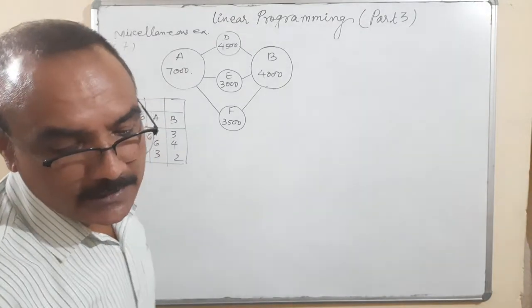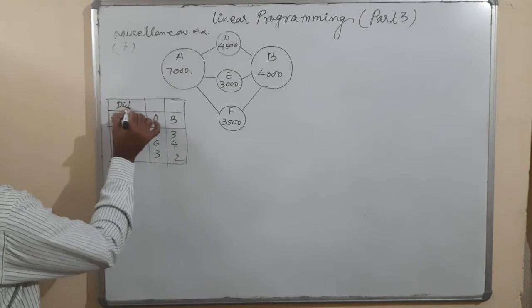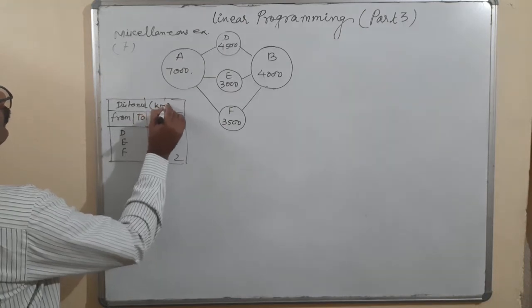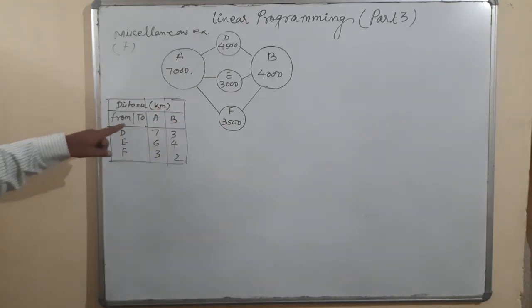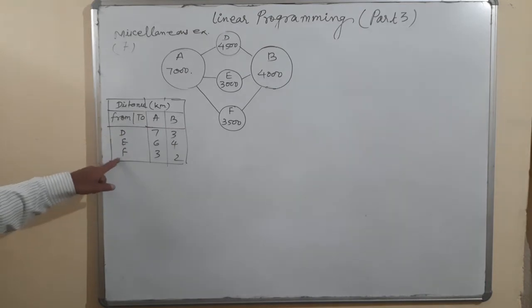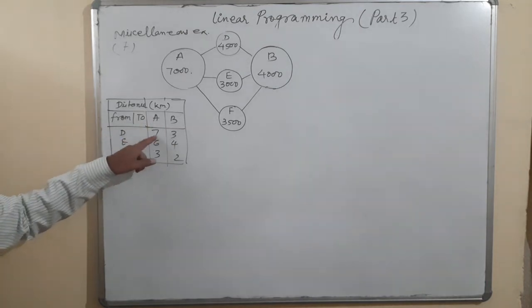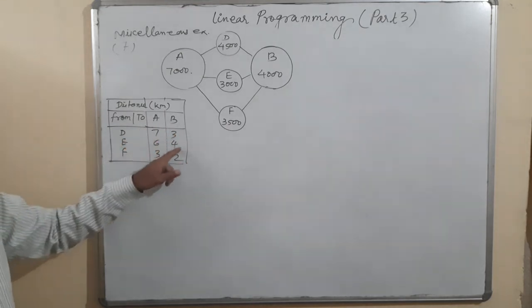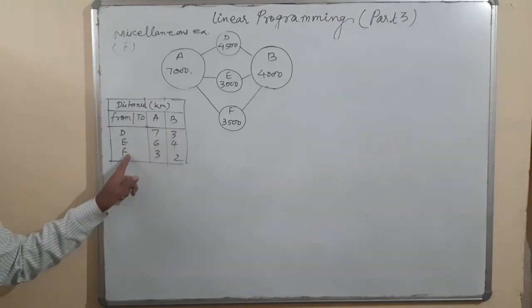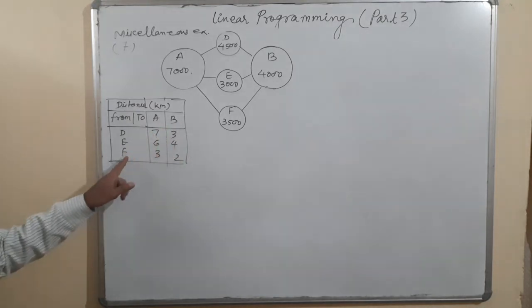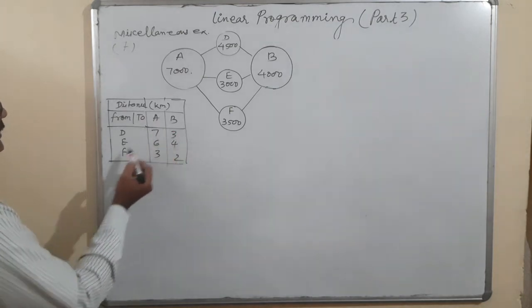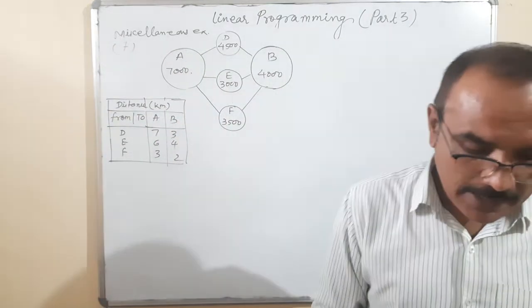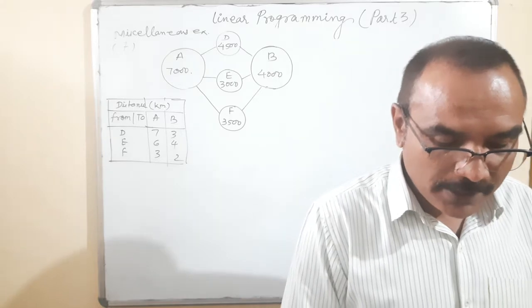The distance in kilometers from depots A and B to petrol pumps D, E, F is given. A to D, the distance is 7 kilometers. B to D, the distance is 3 kilometers. A to E is 6 kilometers, B to E is 4 kilometers, A to F is 3 kilometers, and B to F is 2 kilometers. This table is already given. In the last line it is asked what the minimum cost is.